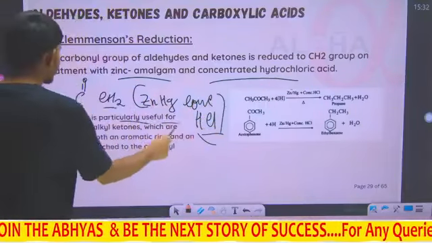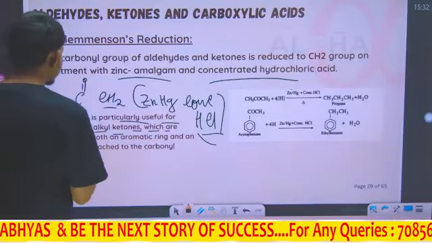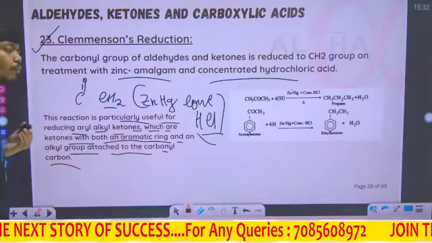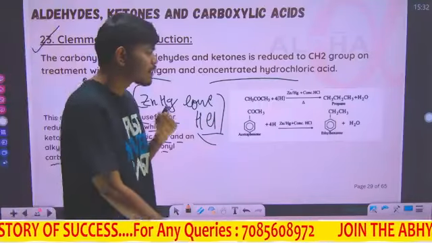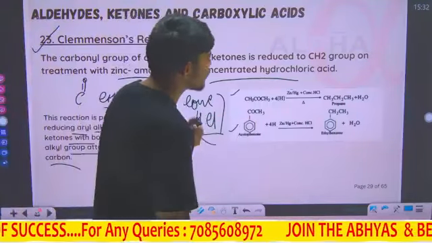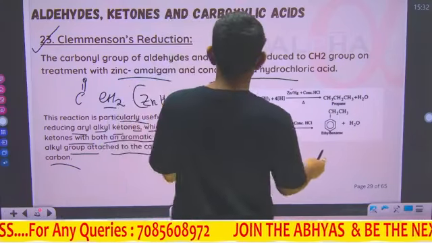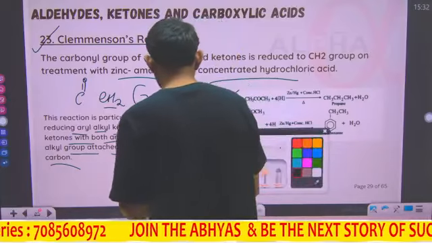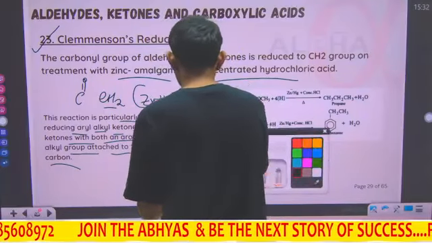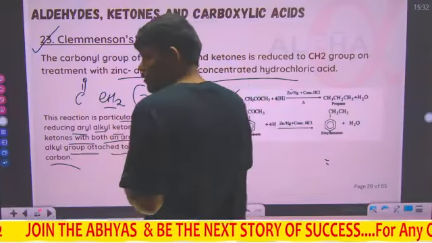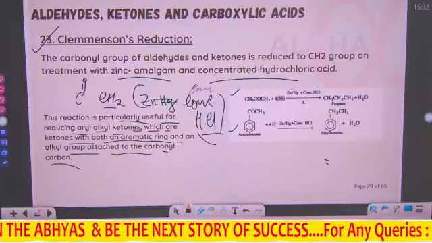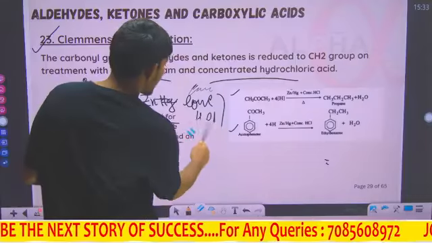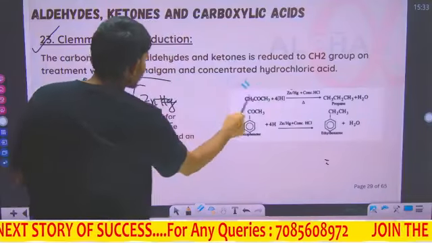This reaction is particularly useful for reducing aryl-alkyl ketones, which are ketones with both an aromatic ring and an alkyl group attached to the carbonyl. So it can react with an aromatic ring as well. These are two examples. I can zoom in for you. You can see the example.